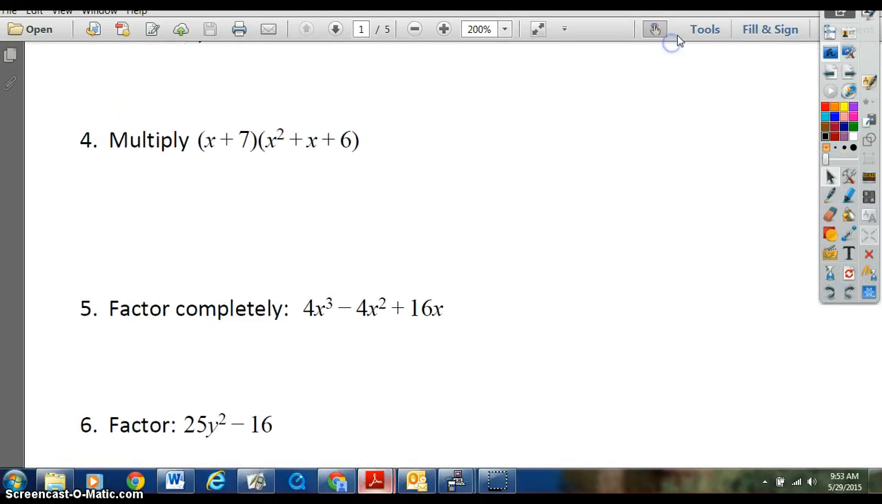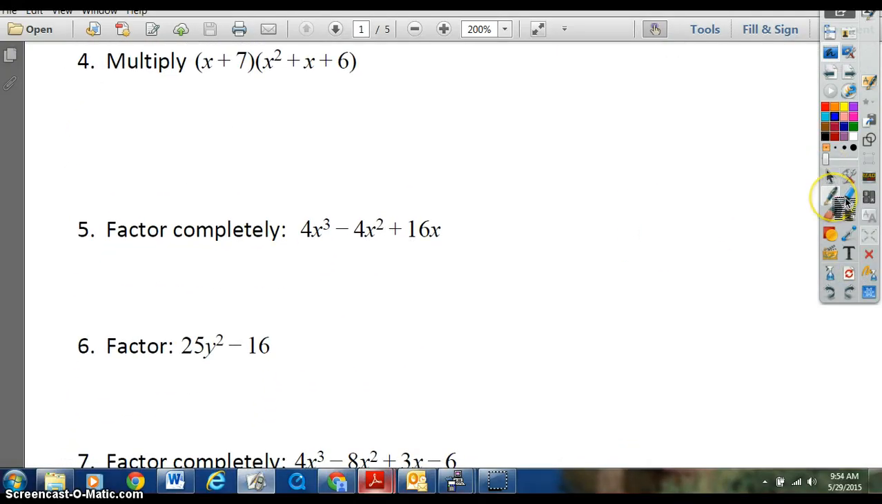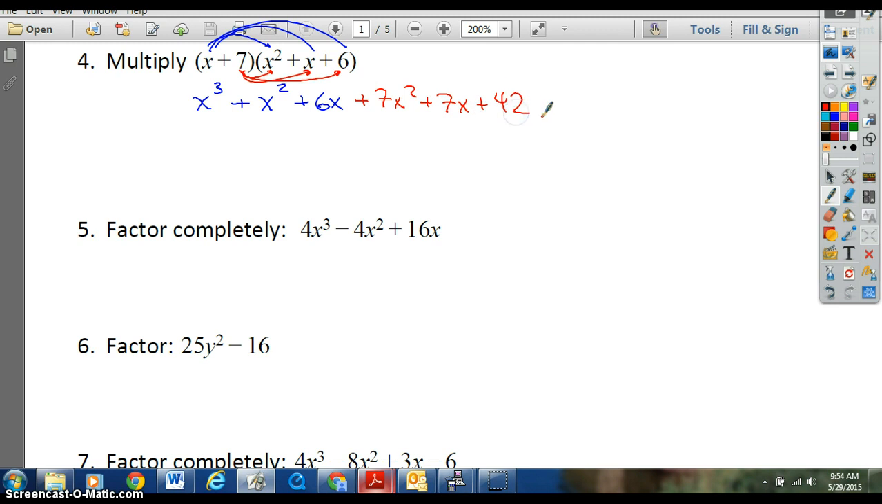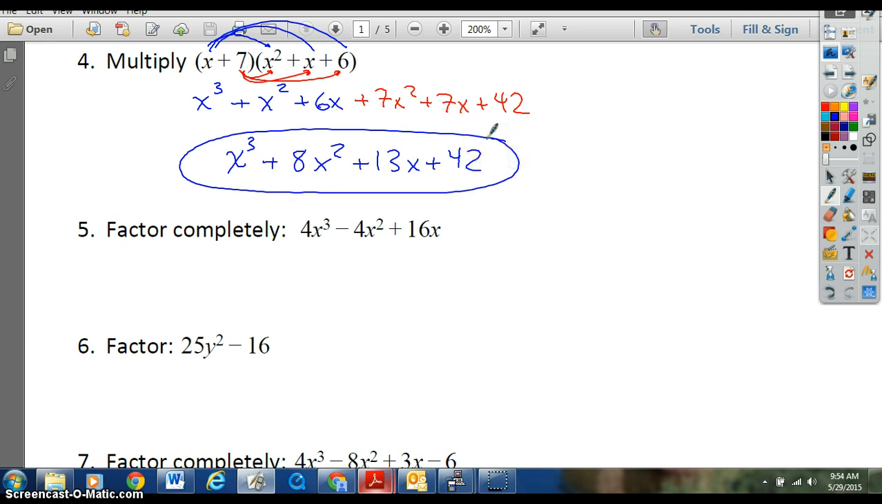All right? Here comes 4, 5, and 6. Let's start with 4. We're going to multiply x into everything here, so that's x cubed. That's x squared. That gives me 6x. Going with the 7, which I'll do in red. So this is plus 7x squared plus 7x. And then plus a 42. Okay, so combine like terms. Shouldn't be too bad. We got x cubed plus 8x squared plus 13x plus 42. That would be it for number 4.